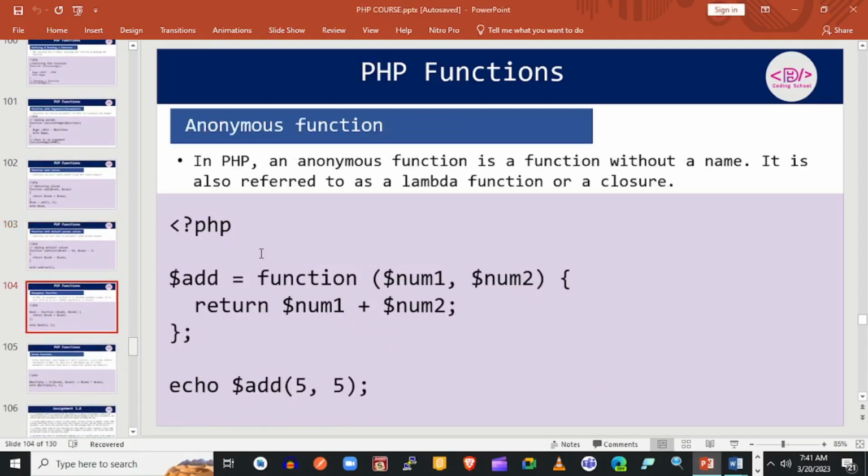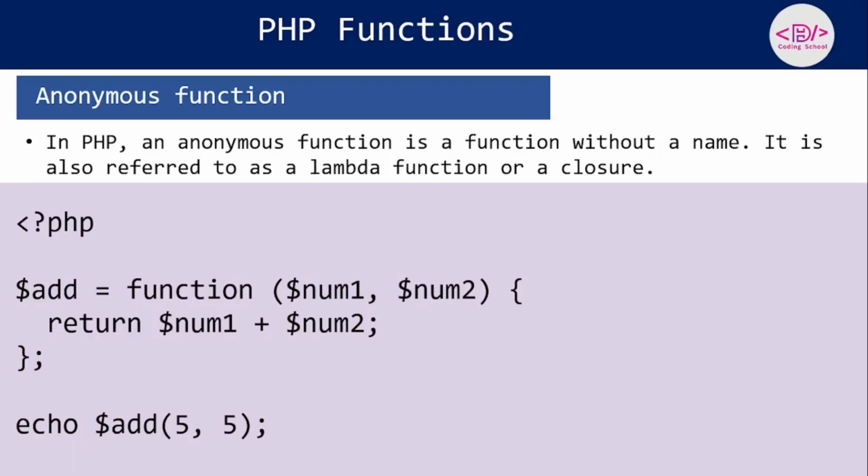Okay, so another type of function is called an anonymous function. An anonymous function is a function without a name. It is also referred to as a closure function or a lambda function. As you can see, this function does not have a name.